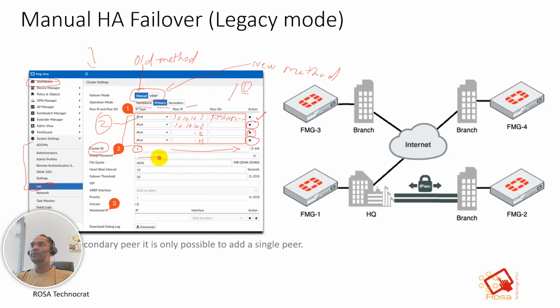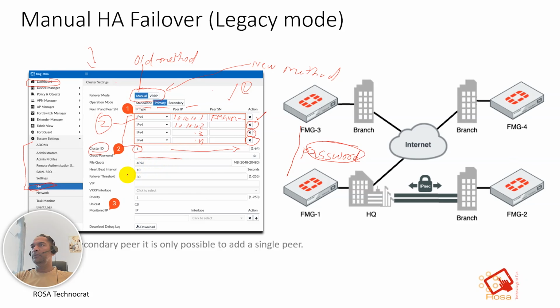Define a group password. The group password is not a mandatory option. You may or may not configure it, but it is better to configure it from a security perspective. When these two FortiManagers communicate with each other, they verify the password before forming the high availability. So you have to define the group password.